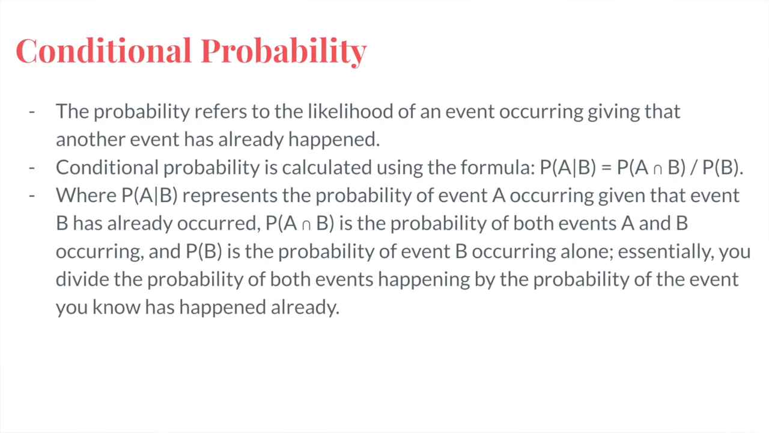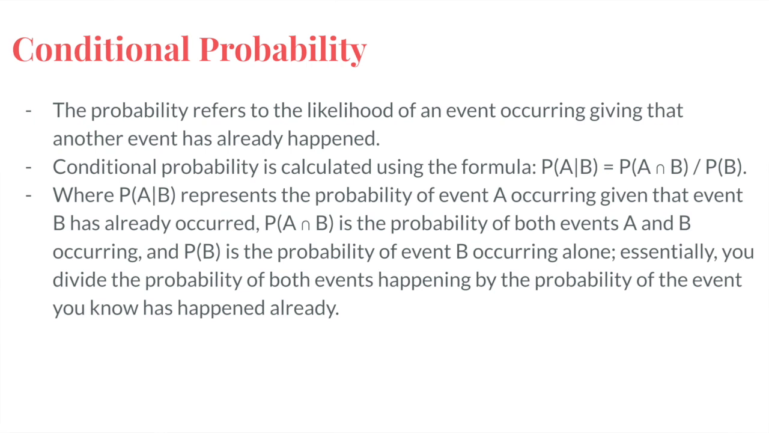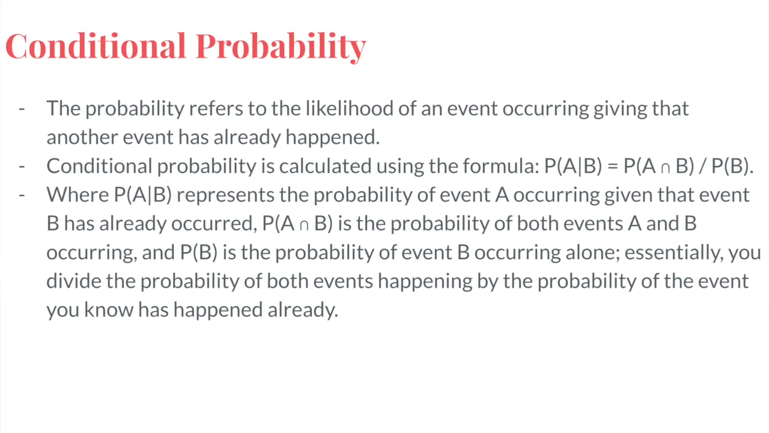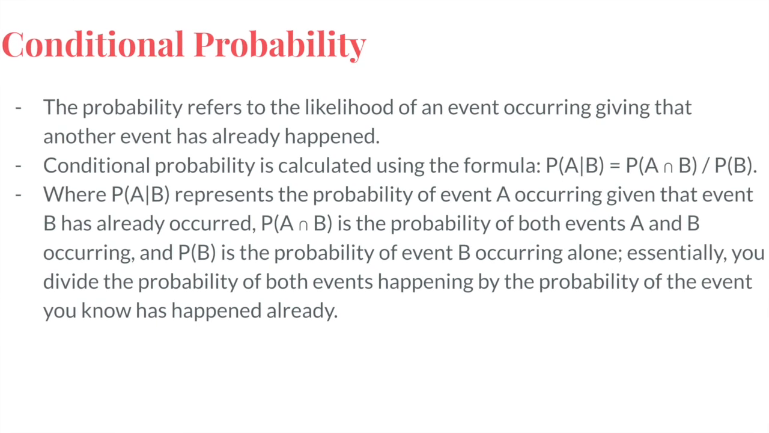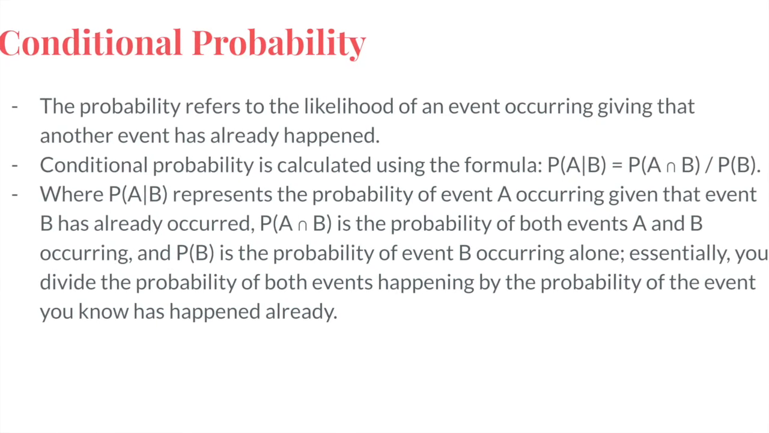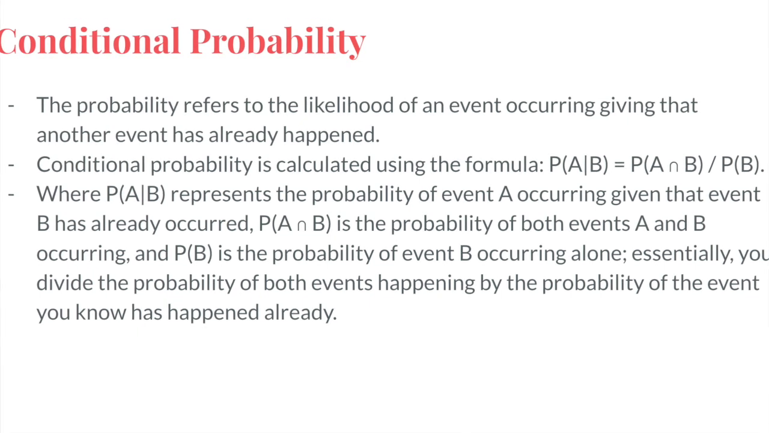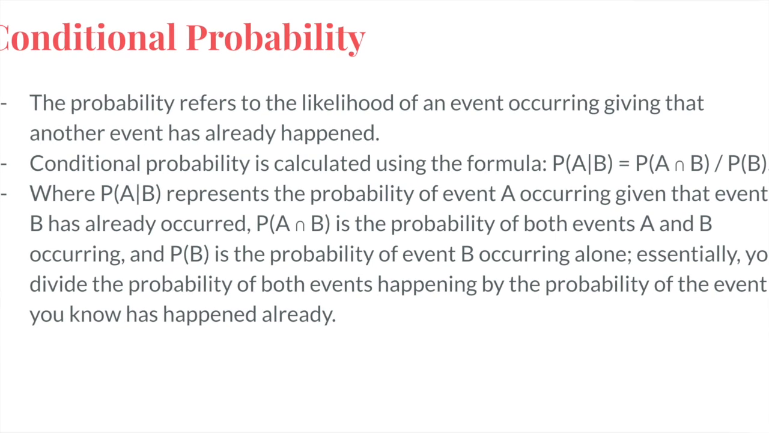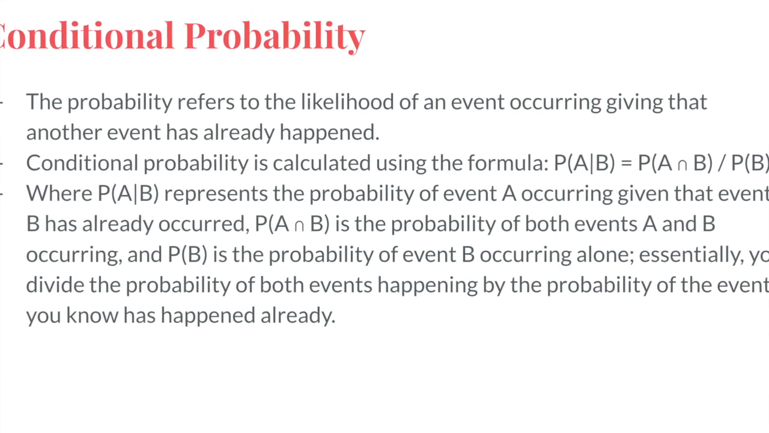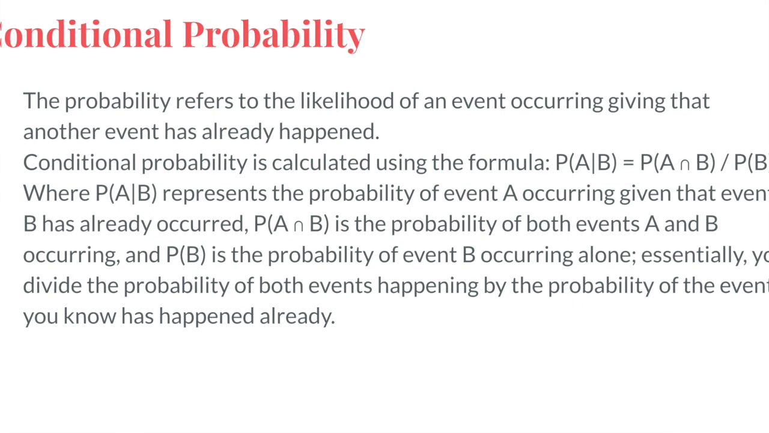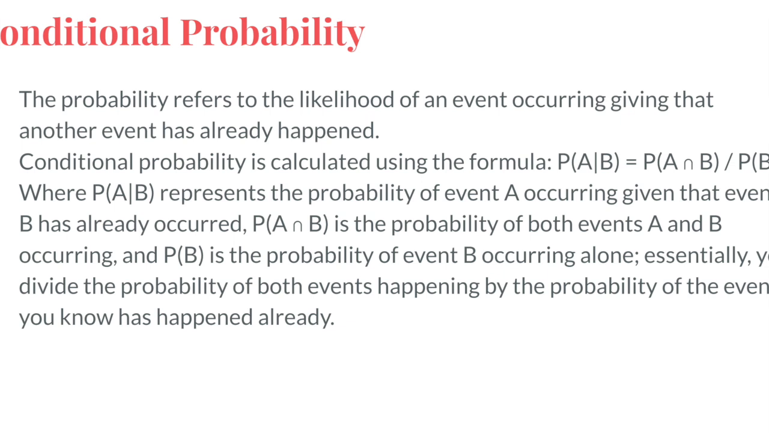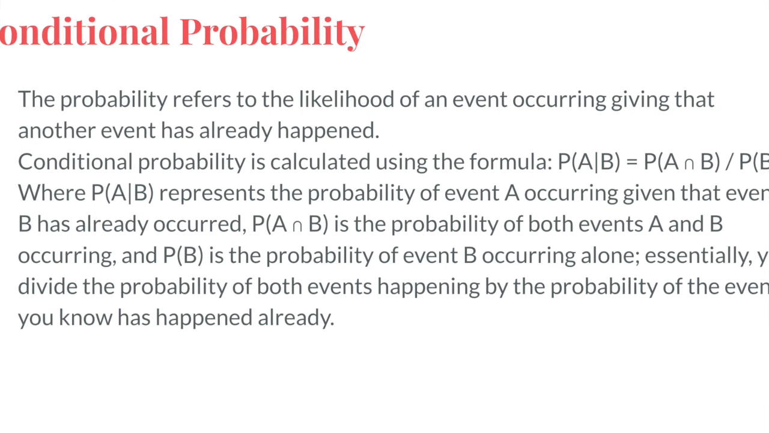equals P(A ∩ B) / P(B), where P(A|B) represents the probability of event A happening given that event B has already occurred. P(A ∩ B) is the probability of both events A and B happening simultaneously, and P(B) is the probability of event B happening alone.